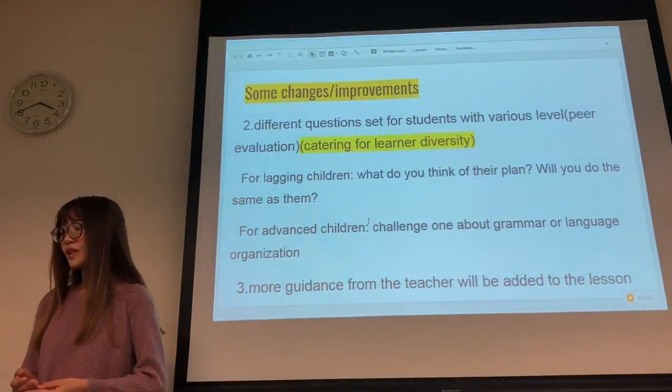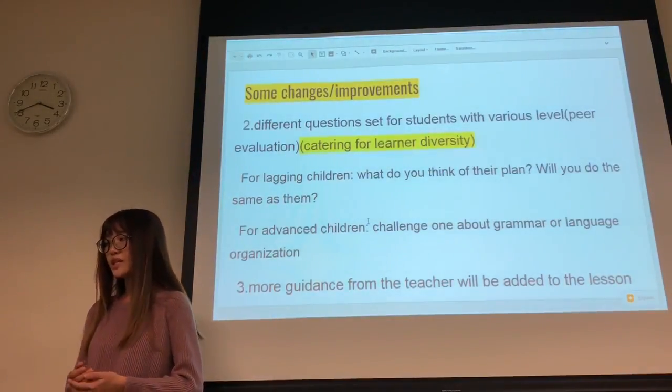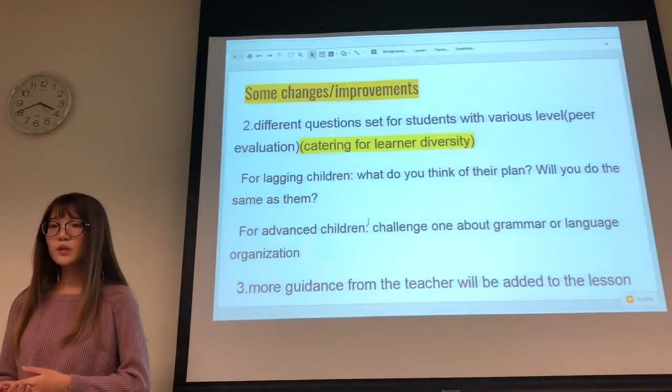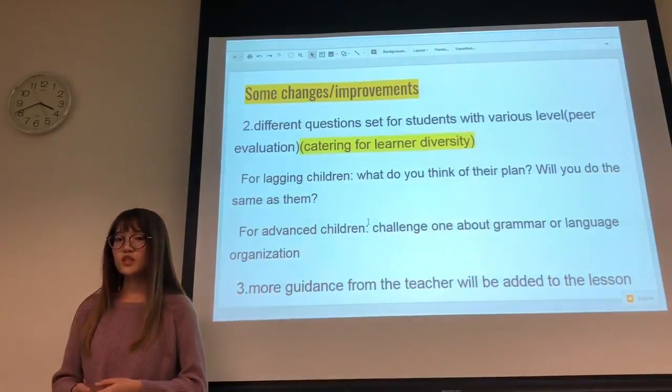And lastly, more guidance from the teacher will be added to the lesson by giving some guiding questions like what other vocabulary can you think of to describe this attraction.